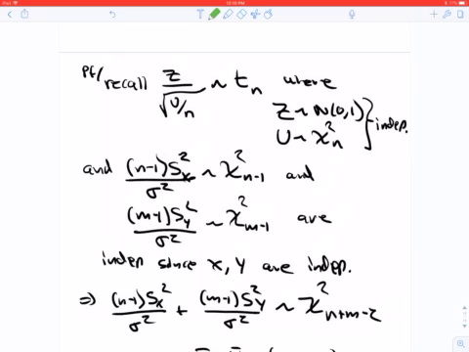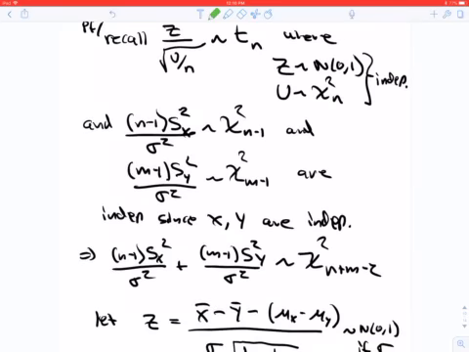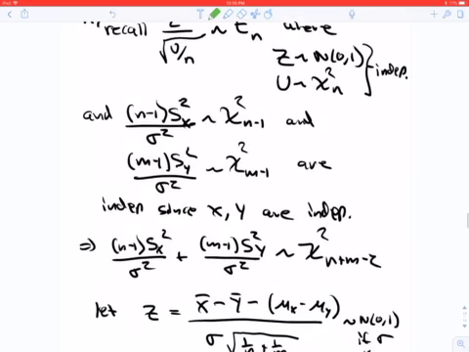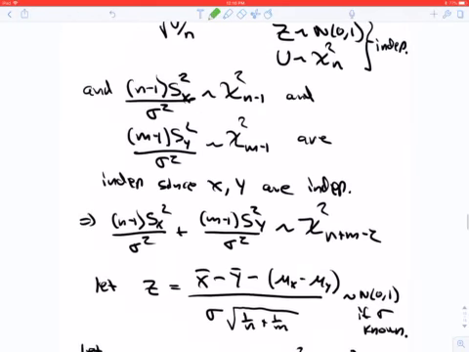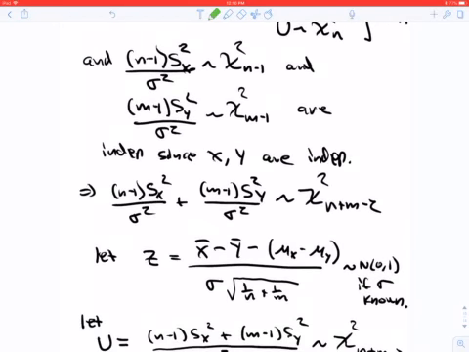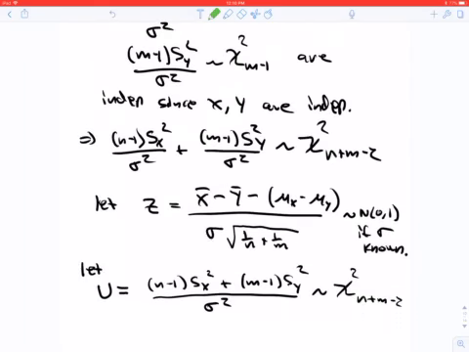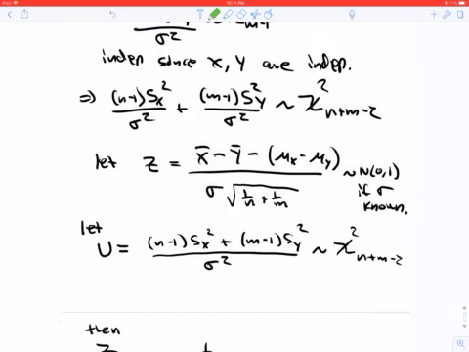So a t-distribution is a normal over the square root of a chi-squared, and an example of a chi-squared is n minus 1 sample variance over sigma squared. These are independent because we're assuming that x and y are independent. So their sum is also chi-squared, and the degrees of freedom just add.